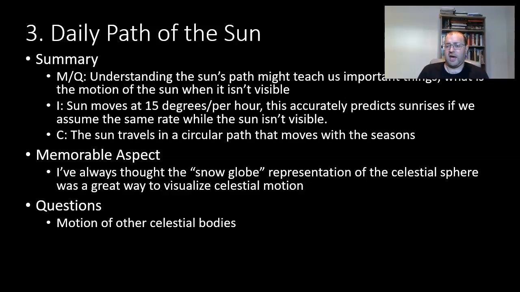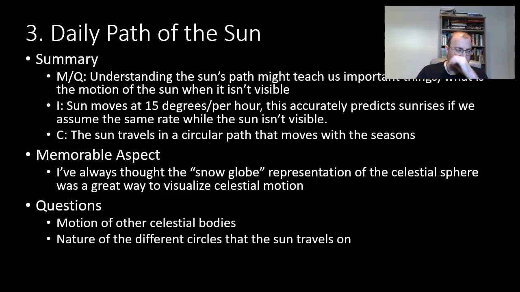So I think that is, the connection to other celestial bodies, a very important integration to make as you investigate this idea. Now, the other question I had, it wasn't entirely clear to me, but what is the nature of these different circular paths that the sun is traveling on during the changing of the seasons?